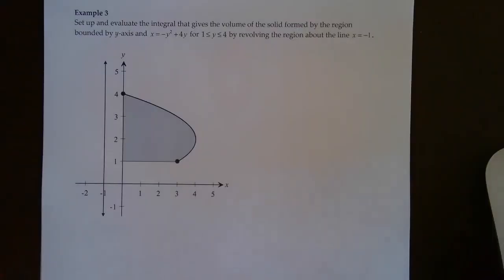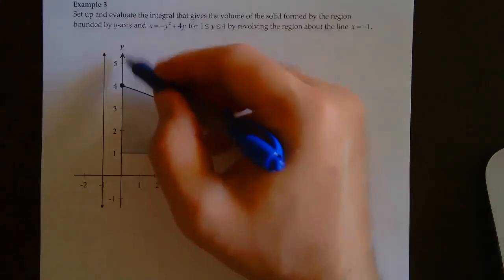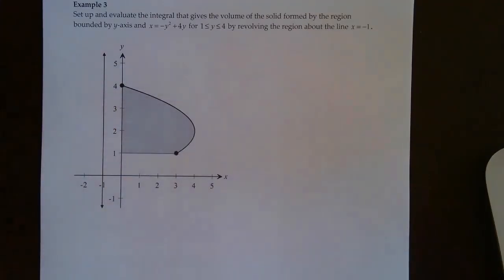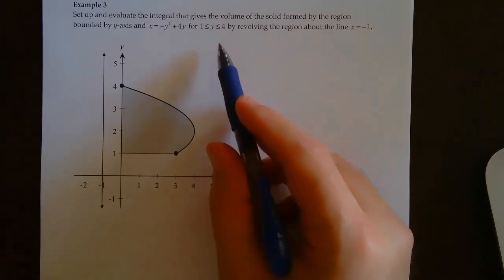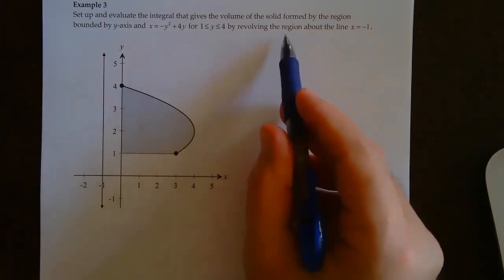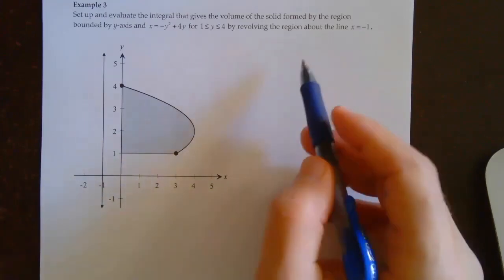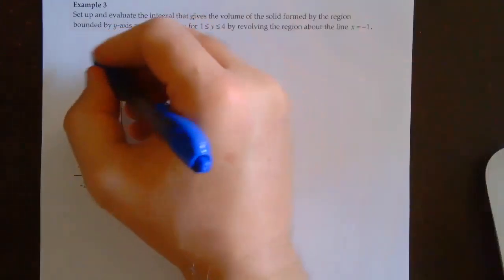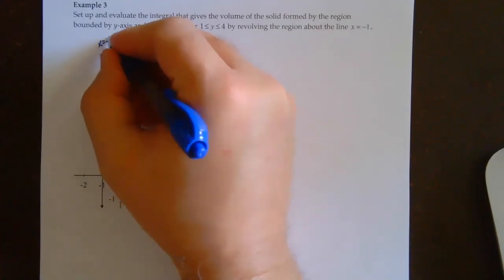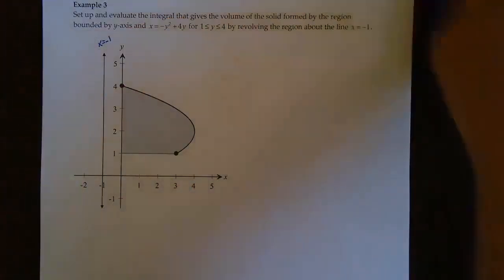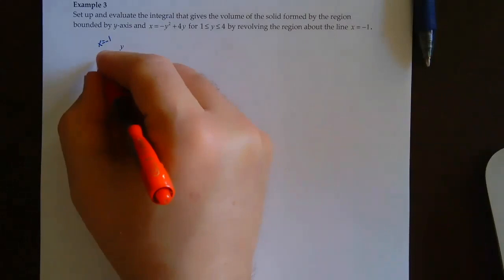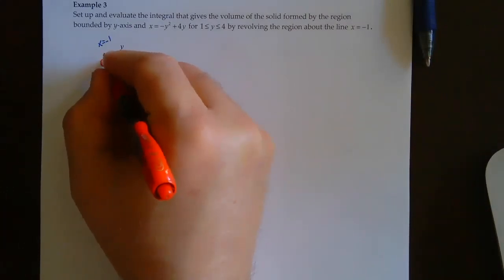What we want to do in this one is, again, set up an evaluated integral that gives the volume of the solid formed by the region bounded by the y-axis and x equals negative y squared plus 4y for 1 less than or equal to y less than or equal to 4, and then revolving this gray region about the line x equals negative 1. So x is equal to negative 1 is this vertical line right here, and we're rotating around that.